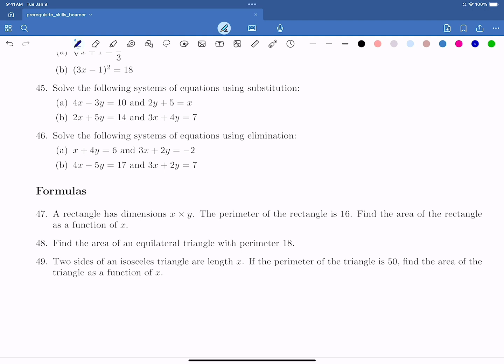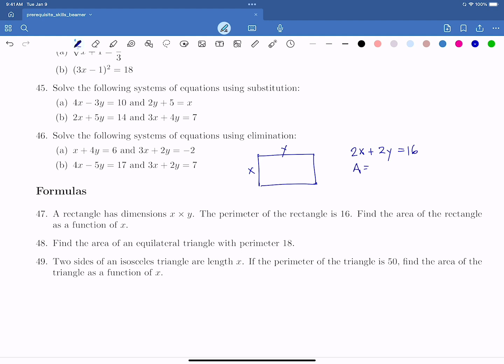Number 47, a rectangle has dimensions x by y. So a rectangle, we'll label one side x, one side y. The perimeter of the rectangle is 16, so the perimeter would be 2x plus 2y. We know that's equal to 16. Find the area of the rectangle as a function of x.